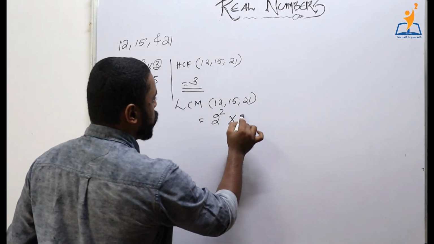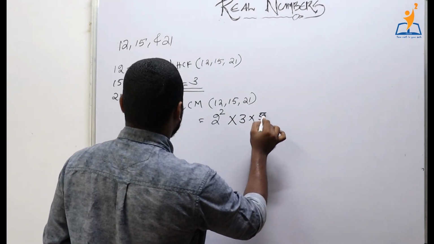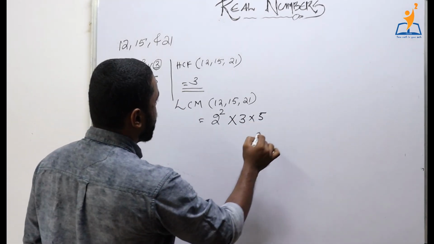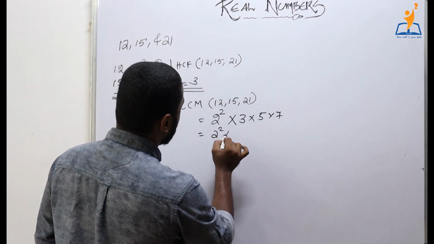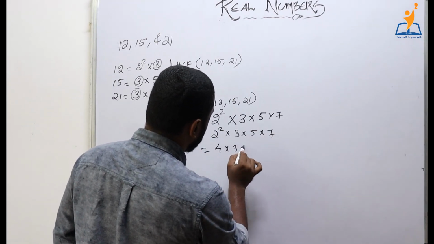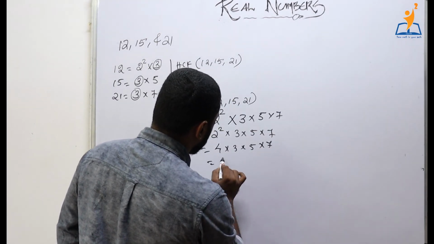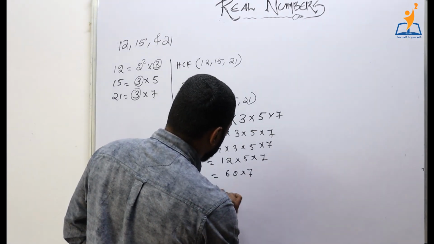This is 3. 5 is not common, so we can directly choose 5. 7 is not common, so we can directly choose 7. Hence we have 2 square into 3 into 5 into 7. So we have 4 into 3 into 5 into 7 equal to 12 into 5 into 7 equal to 60 into 7 equal to 420.